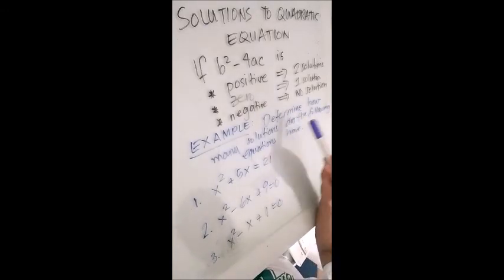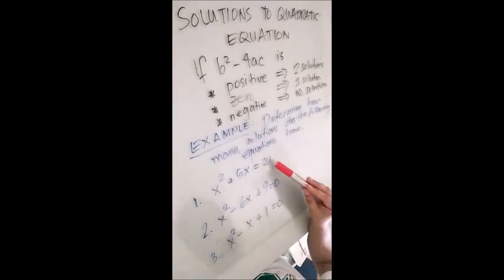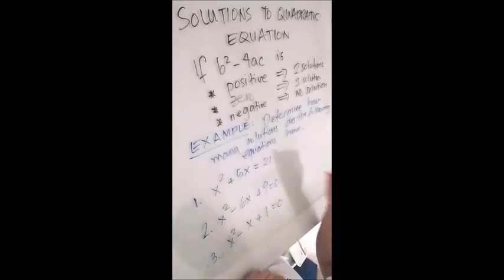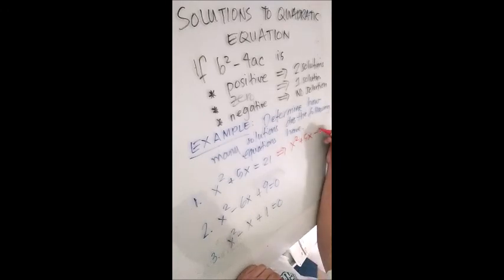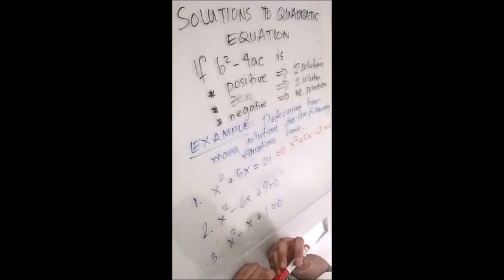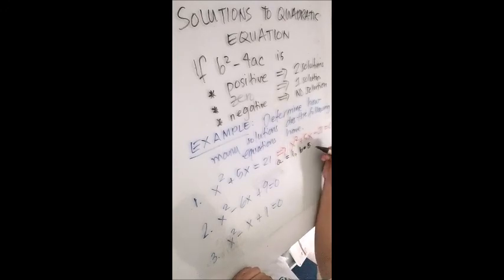Determine how many solutions the following equations have. Number 1: x squared plus 5x is equal to 21. First, we're going to transform this into standard form. The standard form is x squared plus 5x minus 21 is equal to 0. Then identify the coefficients. Here we have a is equal to 1, b is equal to 5, and c is equal to negative 21.